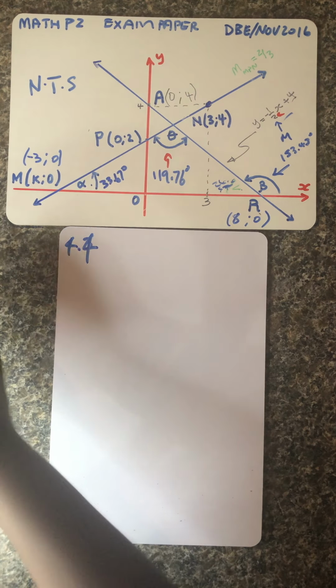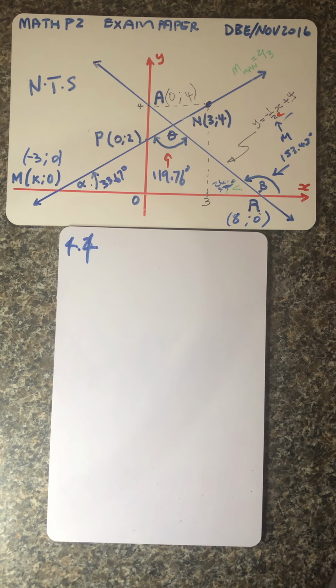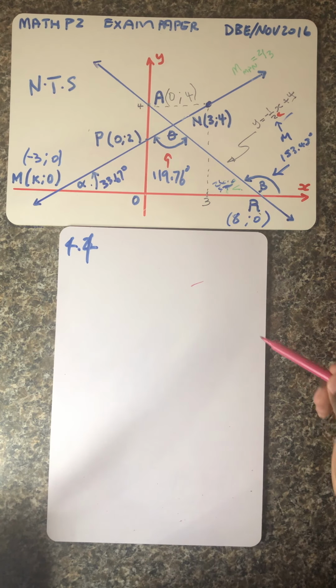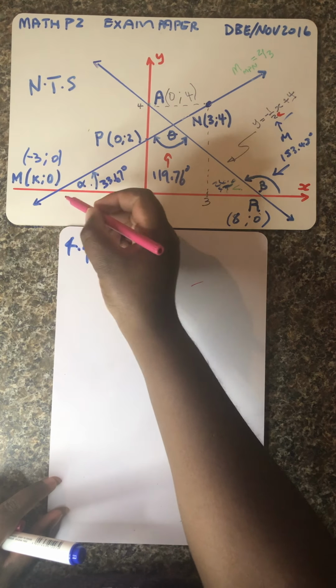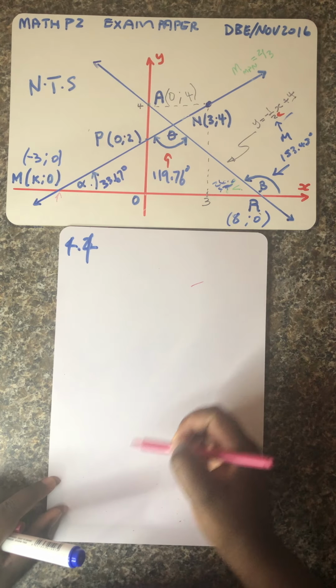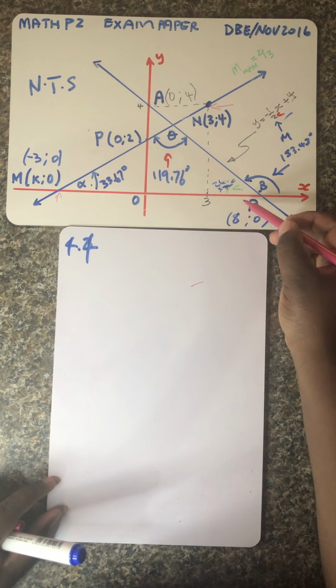So let me just find a different marking pen. I think you'll be able to see that color. Okay, so guys, I want to show you the triangle that they are talking about. Let's have a look at the points. Where is M? This is M, and then N, this is N, and then R, this is R.